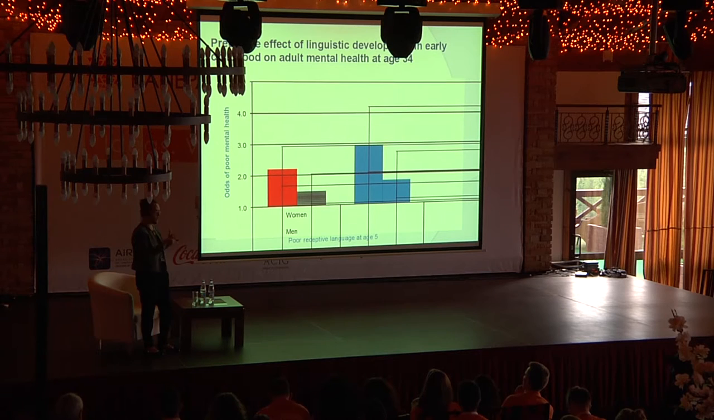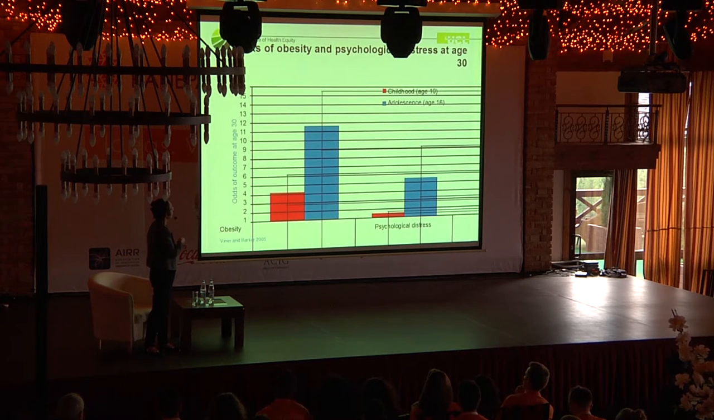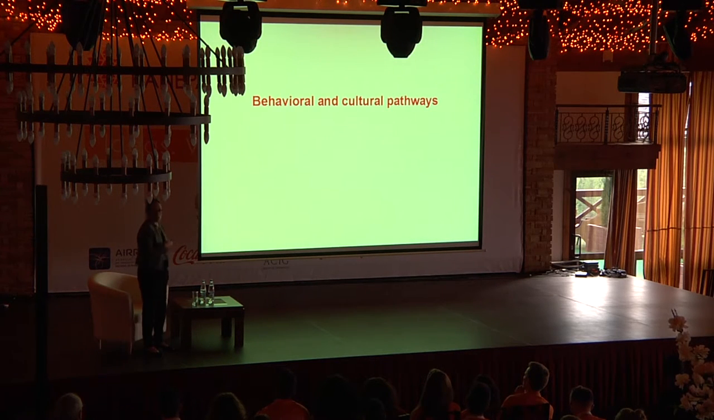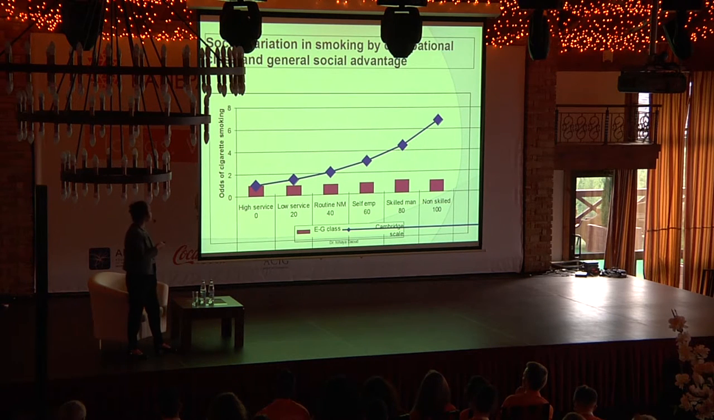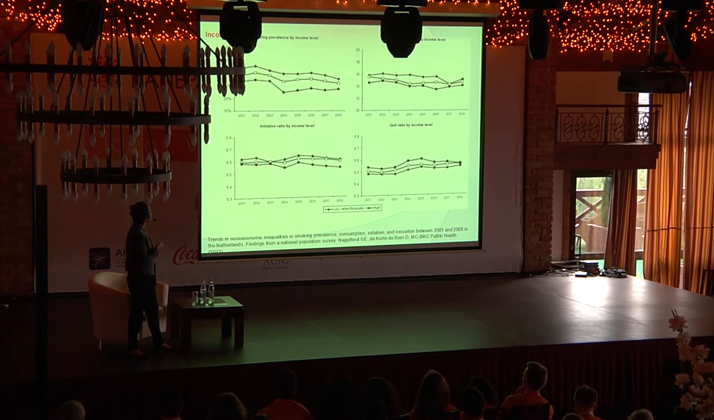So this is very important now, research that's going on. The cultural and behavioral is about how the behaviors of the different groups are affecting their health. And what we see here is, again, smoking is distributed differently by different socioeconomic status of the populations.